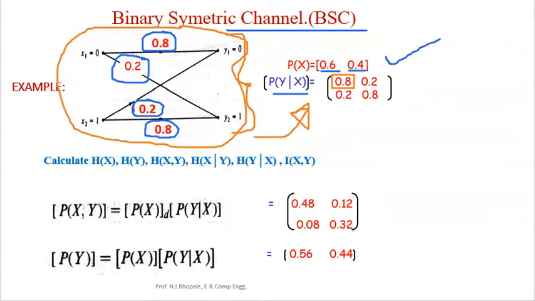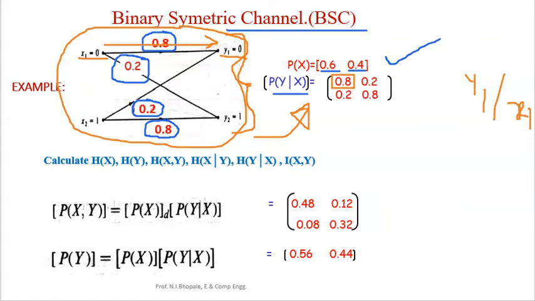This first element is nothing but y1 given x1. So to determine this first element, when the output is y1 and the input is x1, the path which is associated is this one and the related probability is 0.8. This is the reason why I have written 0.8 here.